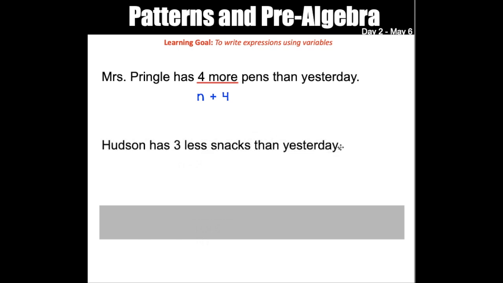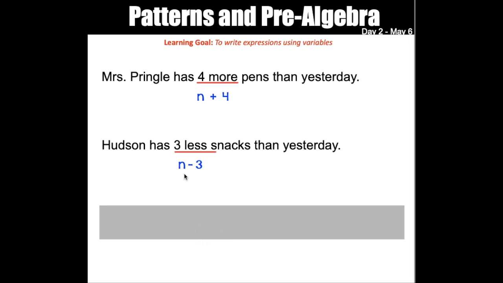Hudson has 3 less snacks than yesterday. What do we know? He has 3 less than before. What don't we know? How many he had yesterday. So 3 less. What does less mean? Is it add, subtract, multiply, or divide? 3 less would mean to subtract. We're going to use the variable to represent what we don't know. This n represents the number of snacks that he had yesterday. This minus 3 represents that he has 3 less than he did yesterday. How sad for Hudson. We don't know what it equals because I don't know how many snacks he had yesterday.